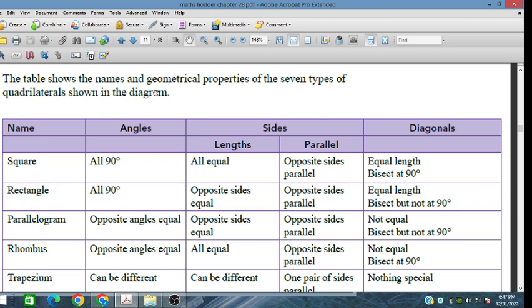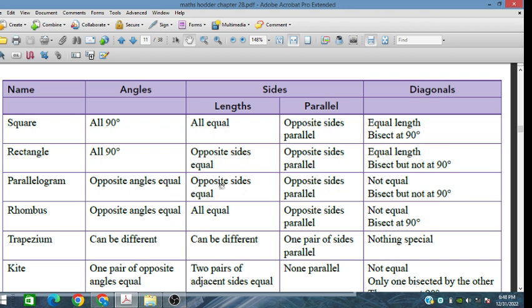So for every shape we have discussed: squares, all angles are 90 degrees, lengths all equal, opposite sides parallel, diagonals bisect at 90 degrees. Rectangle, all angles 90 degrees, opposite sides equal, opposite sides parallel, diagonals equal in length and bisect but not at 90 degrees. Parallelogram, opposite angles equal, opposite sides equal, opposite sides parallel, diagonals not equal, bisect but not at 90 degrees. Rhombus, opposite angles equal, all sides equal, opposite sides parallel, diagonals not equal, bisect at 90 degrees.